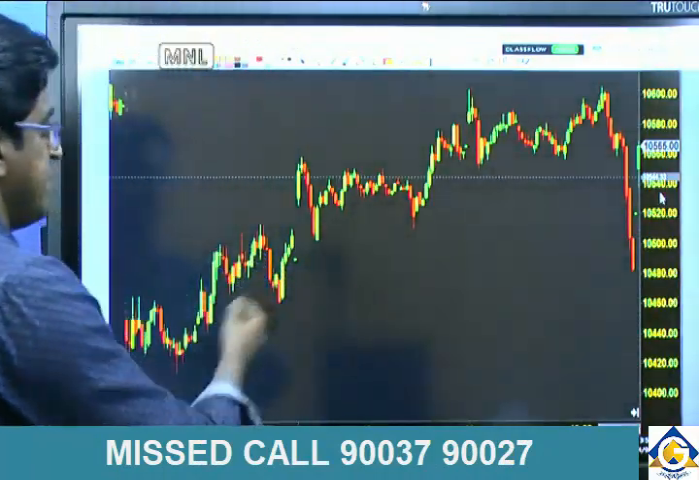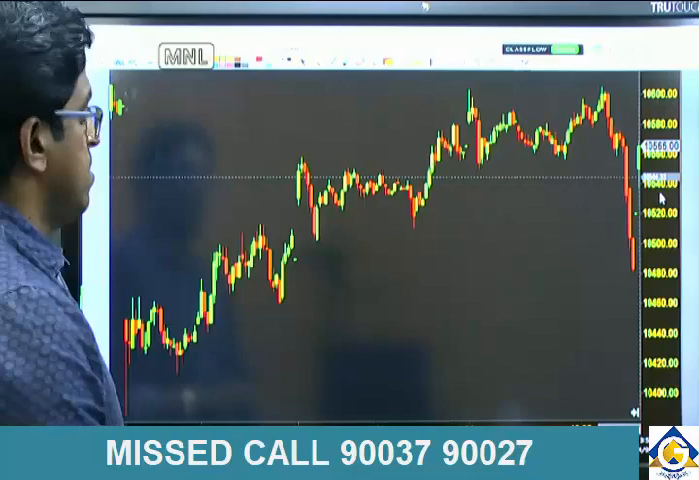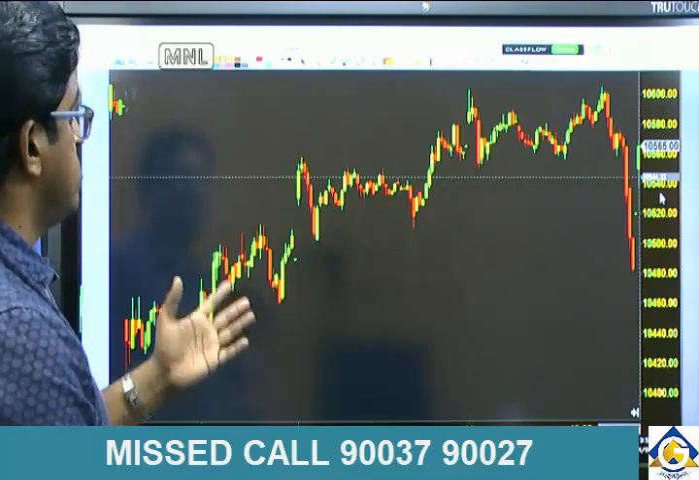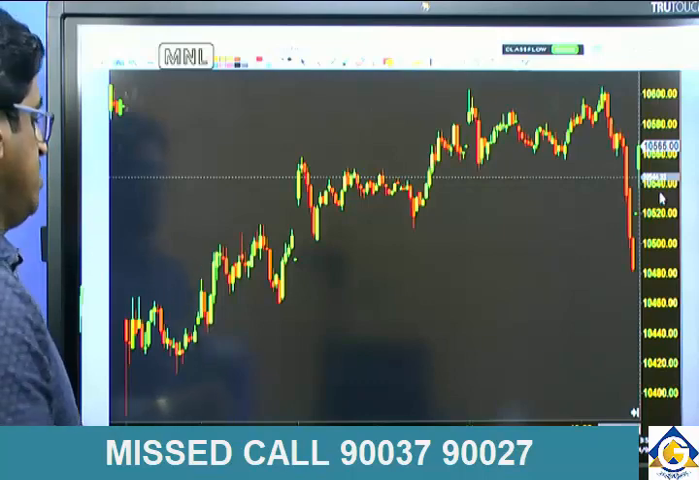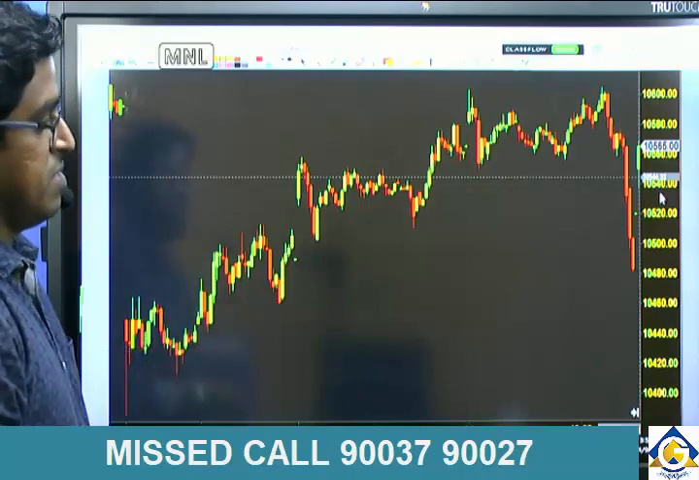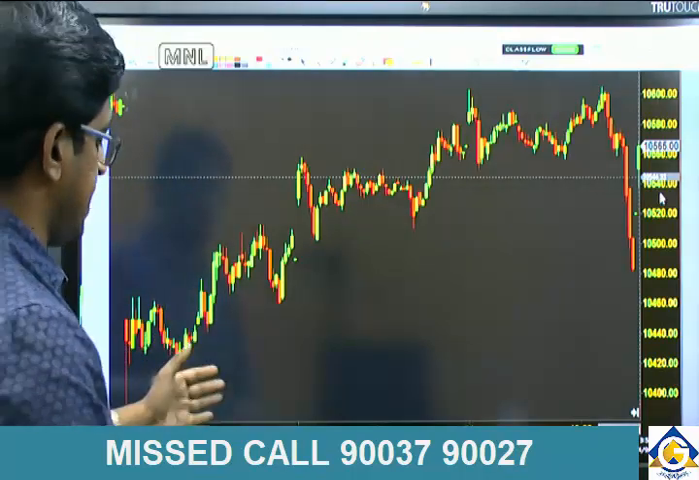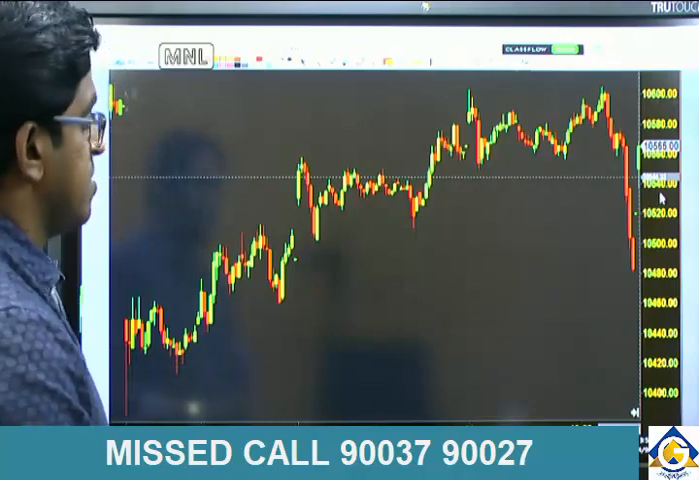So can you identify the trend in this chart? Take time, try to do that. Can you identify there is a trend in this particular chart? This is again a Nifty index chart.